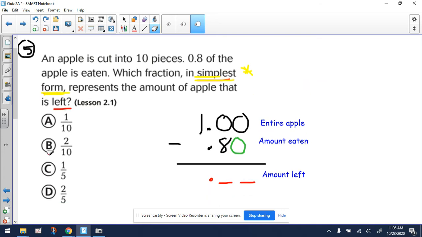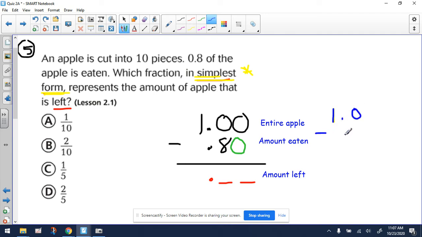An apple is cut into 10 pieces. 8/10 of the apple is eaten. Which fraction, in simplest form, represents the amount of apple that is left? So if we have the entire apple, we have one full apple. To find out how much is left, you have to subtract how much is eaten to get the amount left. So 8/10 is equal to 80 hundredths. So I'm going to suggest you rewrite it as that, and then subtract and get some decimal for the amount that's left. Now, if you prefer, you can still think of it as this. You can think of it as 1 and 0/10 if you like that better.